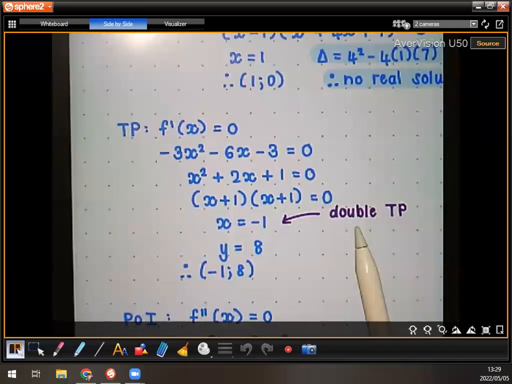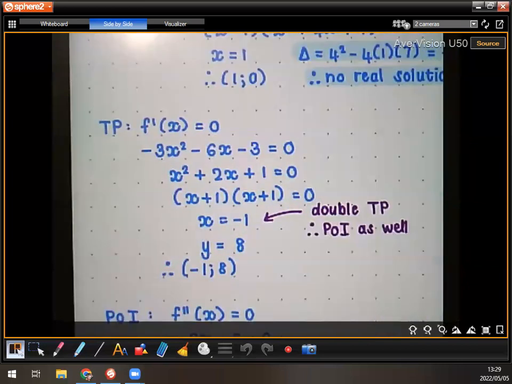So in the previous questions, we had double x intercepts, which then ended up being a turning point as well. If it was a double x intercept, it was a turning point as well. Now we actually have a double turning point. So can you guys already think what's going to happen here? If it's a double turning point, it's going to be the point of inflection as well.